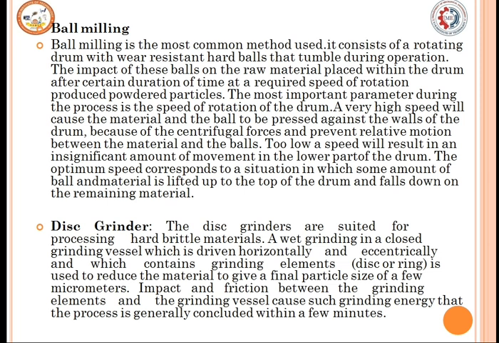Ball mill is used when we want the material in powder form, in nano materials. Here grinding of the material is done in two phases so that the required size is achieved. Then there is the disc grinder. It is suited for processing hard brittle materials. Here the size of the material you are going to reduce will be in terms of micrometers.